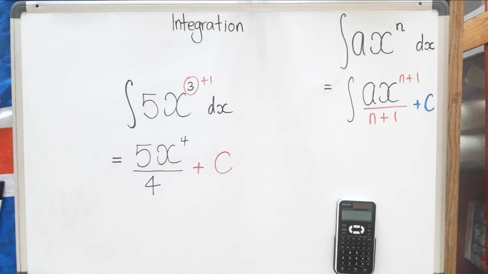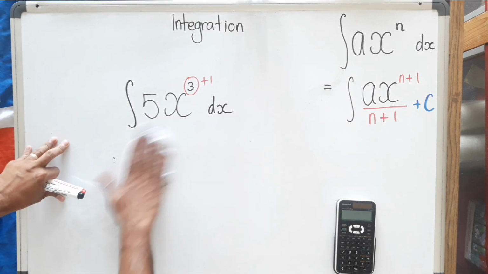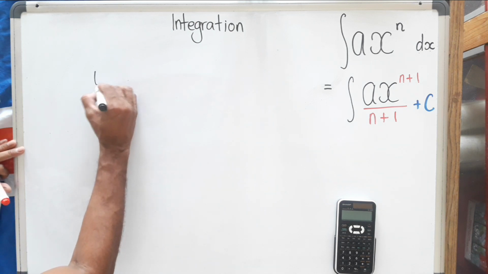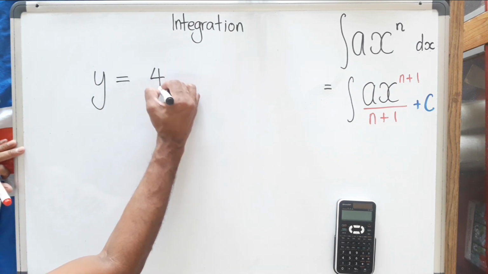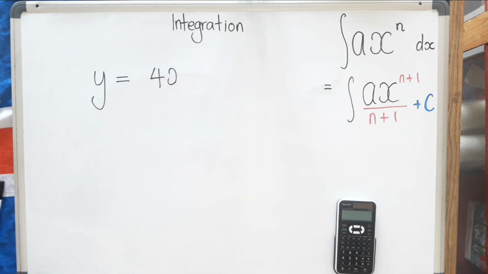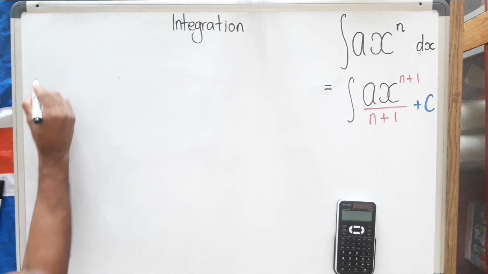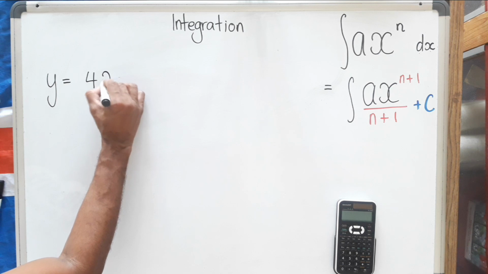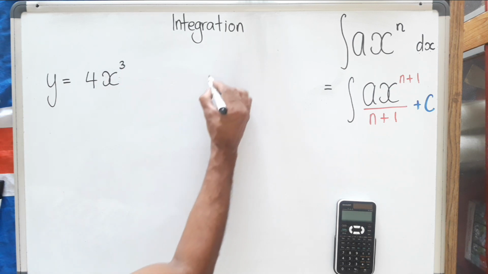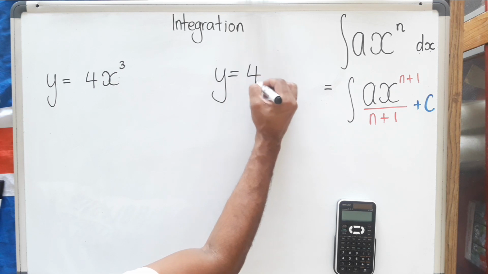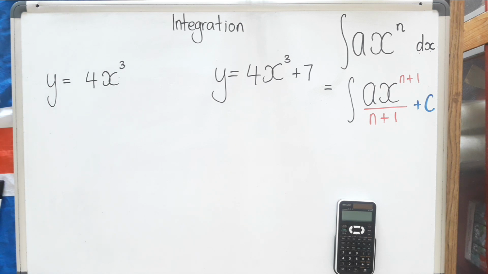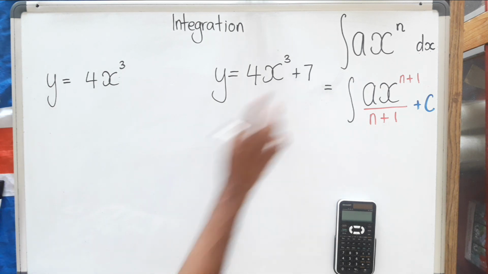All right, so let me just put this into perspective with differentiation. Remember, I mentioned integration and differentiation, you can think of it as opposites. I want to do 2 examples side by side. Let's say I have y is equal to 4x to the power 3. And then I have y is equal to 4x cubed plus 7. So it's almost the same expression, except this one has a plus 7.